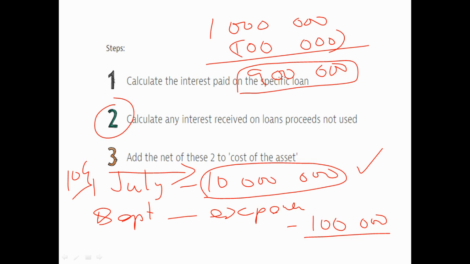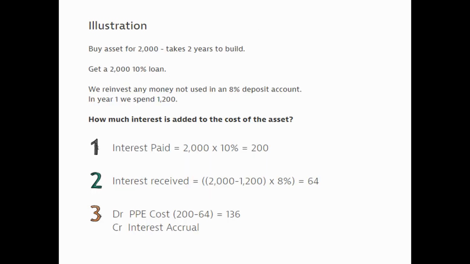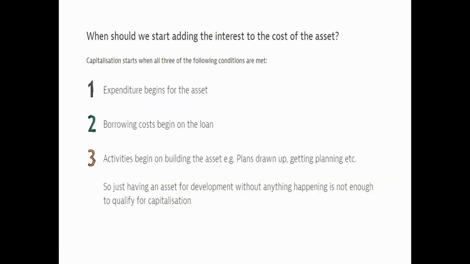Okay, so the question is, when do we start to capitalize borrowing costs? Do we just say we have a qualifying asset under construction and we get a loan, so we start to capitalize? Maybe you get the loan first, and then the construction activities begin at some point, maybe in August. So where do you start to capitalize borrowing costs? There are three conditions that should be satisfied before starting the capitalization of borrowing costs. Okay, so these are the conditions.